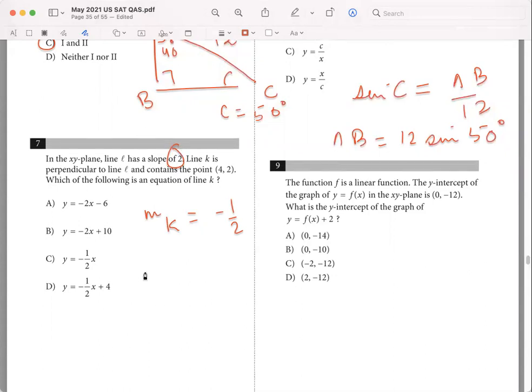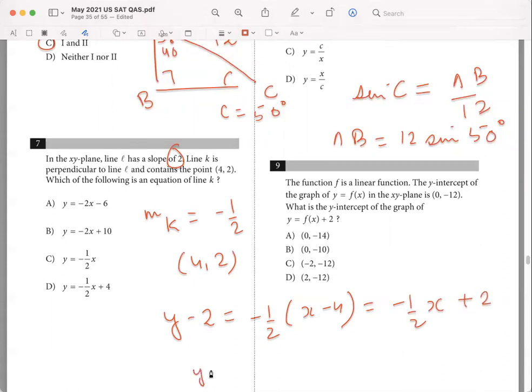So what is the equation of line K? It has the point 4, 2. So y minus 2 is minus 1 by 2 times x minus 4. So that's minus 1 by 2 x plus 2. So y is minus 1 by 2 x plus 4. So that's the equation, option D.